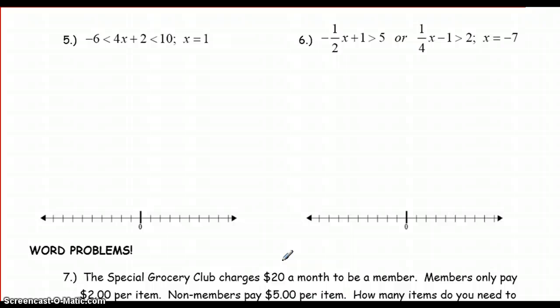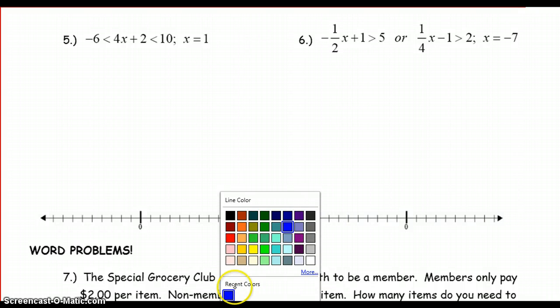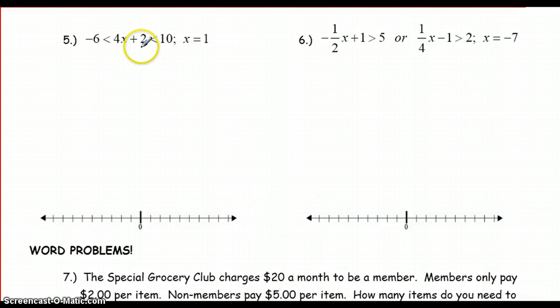All right, 2 more examples. Number 5. Let's just get my pen set up. Okay, number 5. First, we're going to subtract 2 from all 3 sides of our inequality. Negative 6 minus 2 is negative 8, which is less than 4x, which is less than 8.